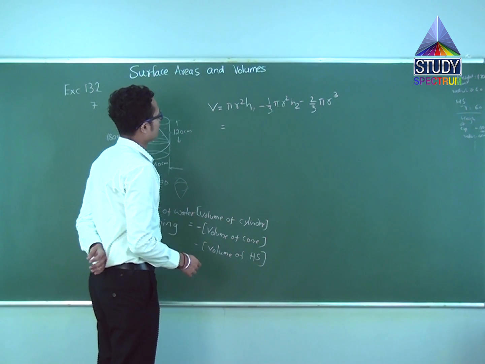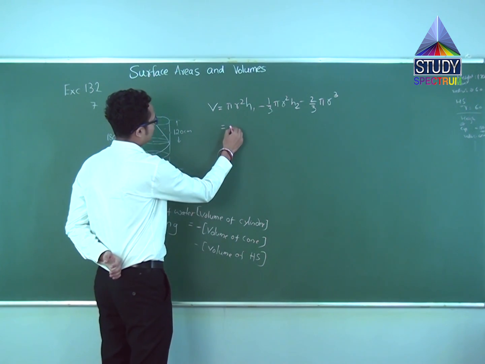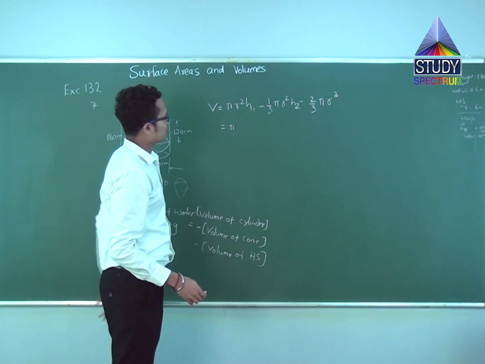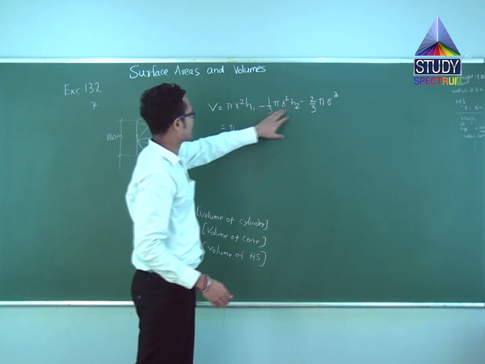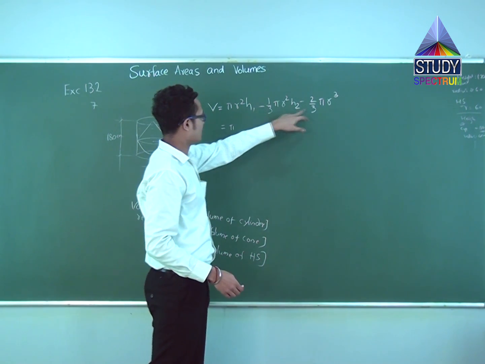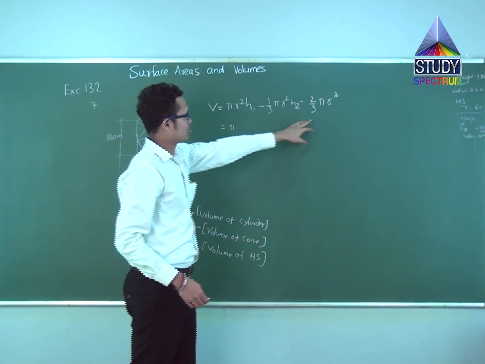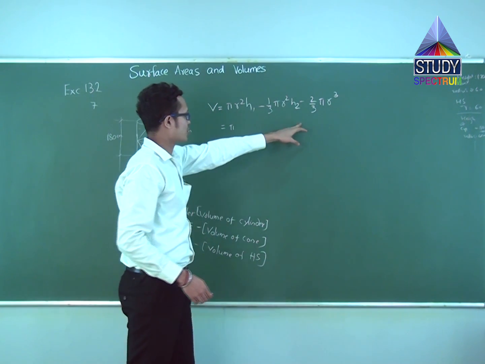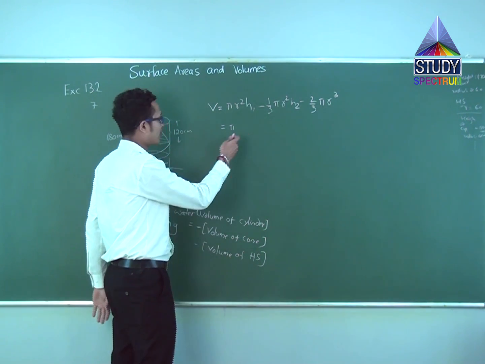This is equal to pi can be taken out as a common term, and also R square, because R square is present with each and every term. There is R square here, R square here and R square here. Although there is an additional R here, which remains inside of the bracket after taking pi common out.